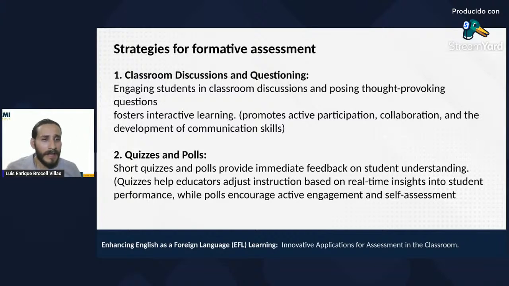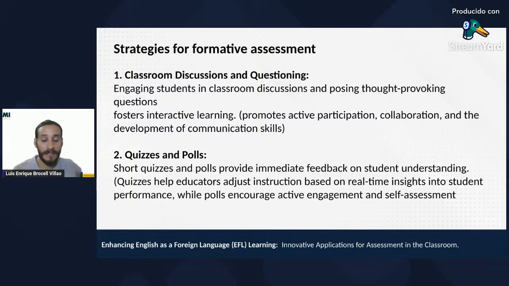Okay, strategies for formative assessment. For formative assessment, we have several situations, and I give you these tips, these pieces of advice. You can include these in your classes to give more interest and make them more fun. For example, the first one is classroom discussion and questioning. You give a question to the whole class and they debate, they discuss it.